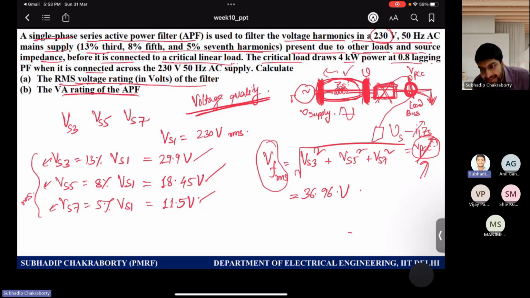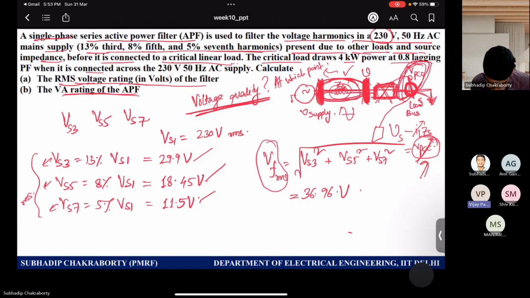Now, can you tell me after connecting this series active power filter, at which point it is improving the voltage quality? In this single line diagram. We are talking about improvement of voltage quality, right? Our main aim is to improve the voltage quality, which was distorted due to the source impedance and non-linear nature of the load. Now, my question is which point? Voltage quality at which point? Load point or supply point? Before the point of common coupling. Means that this point, right? Before the load, yes, that is the point of common coupling we are talking about.